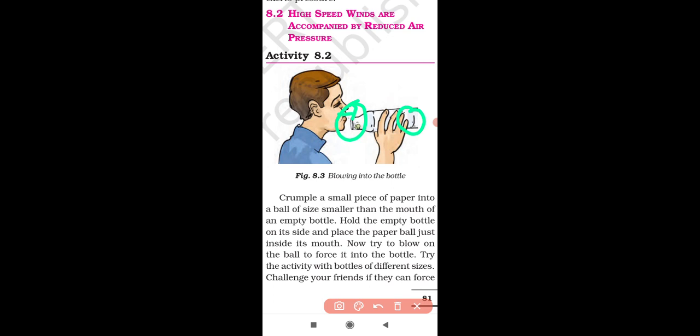Inside the bottle the air pressure is higher, which constantly pushes the paper ball out and does not allow it to go inside the bottle. Clear? So due to this we will find it difficult to blow the paper ball inside the bottle by blowing air from our mouth.